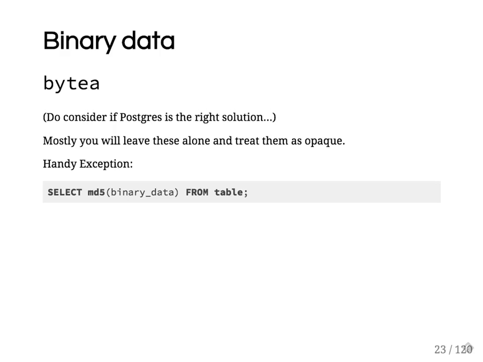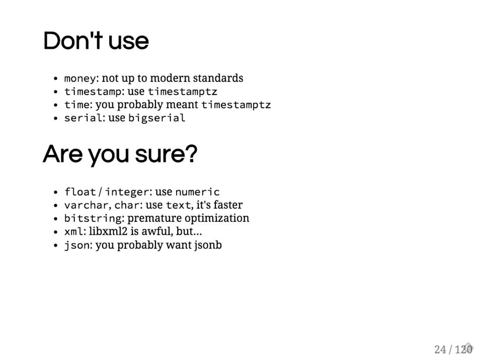It can be occasionally helpful to get the MD5 sum of that data and store it somewhere, to make sure you're getting what you think you have. And mostly you will just put that in and leave it alone. The bytea type is how you store that.